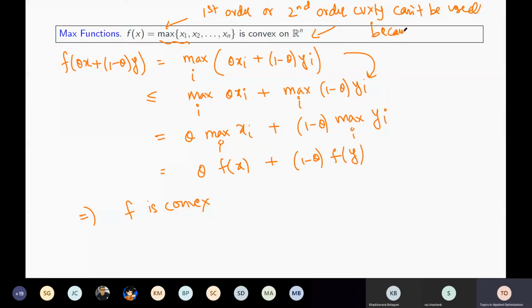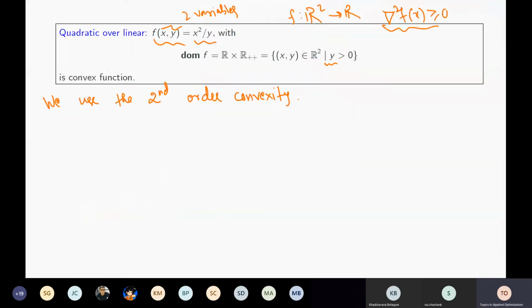because the max function is not differentiable in general. That's why we could not use the second derivative test there, but here we can. It's a real valued function of two variables, so we want to use second order convexity. That is, you need to check whether ∇²f(x) is positive definite or not.